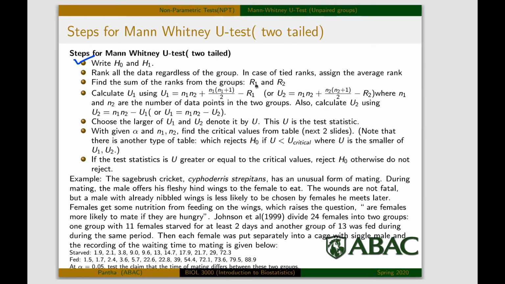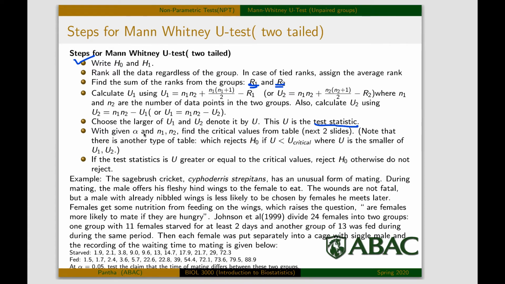The next step is to find the sum of the ranks from each group. R1 is the rank sum in group 1 and R2 is the rank sum in group 2. Calculate U1 by using this formula, where N1 and N2 are the number of data points in the two groups. Also calculate U2 using this formula. So U1 is calculated by this, U2 is calculated by this, or you can do it the other way around. Either way, choose the larger of U1 and U2 and denote that by U. That U is the test statistic.